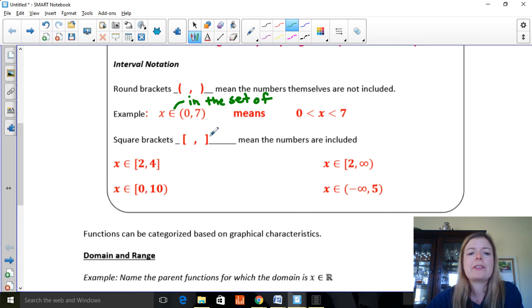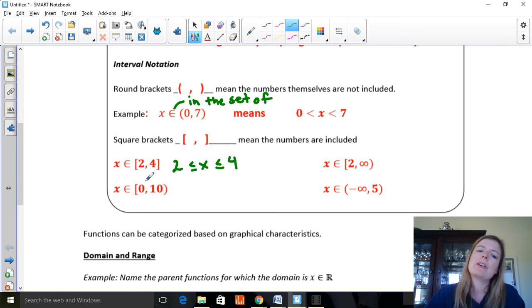Square brackets, on the other hand, mean that the numbers themselves are included. So x is in the set of square 2, 4 means all numbers from 2 all the way up to 4, including 2 and 4. That would be the same as 2, and then you would include the little line there to show greater than or equal to 2, and less than or equal to 4.